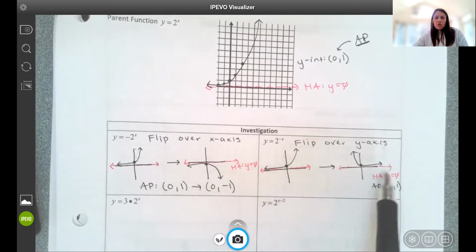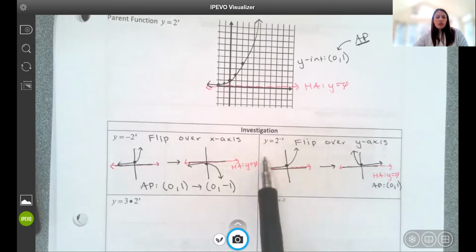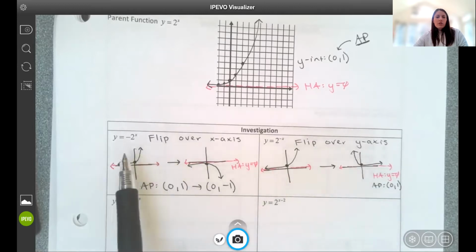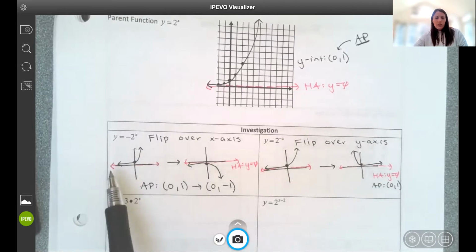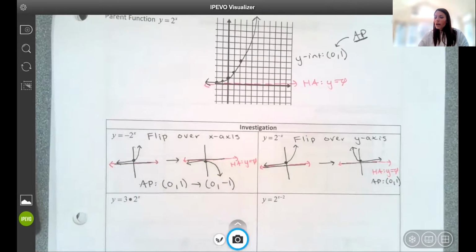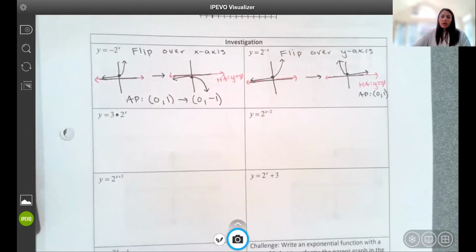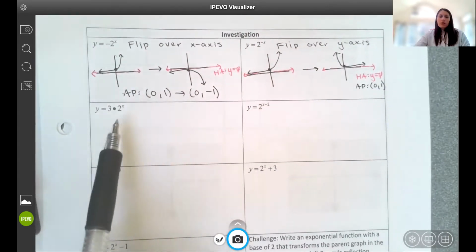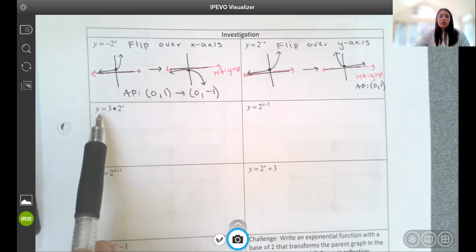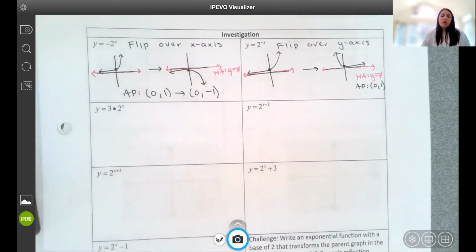To be honest, we don't do a lot of these transformations when we're working on our graphs, but we do see this one a lot. And so we have to think about how that's going to change my graph. Okay, flipping it over the x-axis. Okay. Let's move on and look at another transformation here. So I'm going to take my parent function, I'm going to multiply by 3 out front.